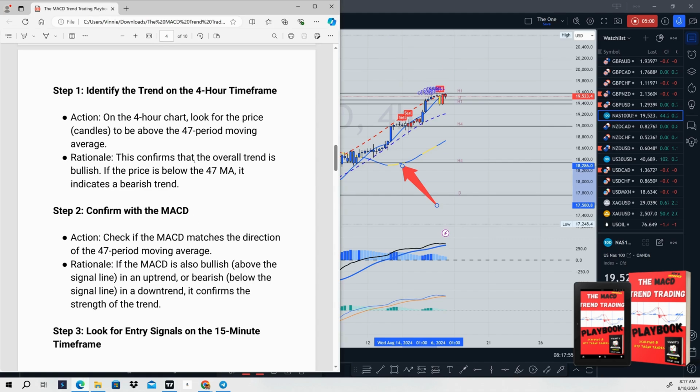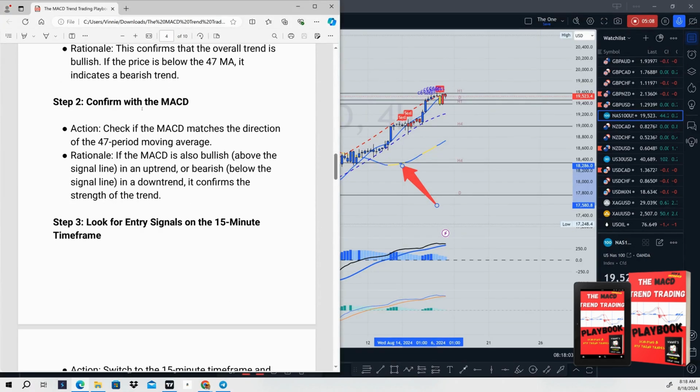Rationale: this confirms that the overall trend is bullish. If price is below the 47 moving average, it indicates a bearish trend. Okay. Step 2, confirm the MACD. Action: check if the MACD matches the direction of the 47 moving average.